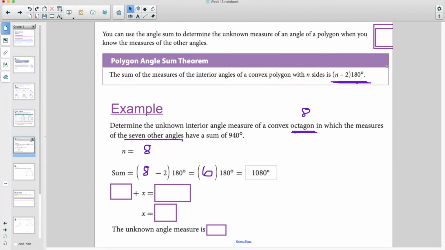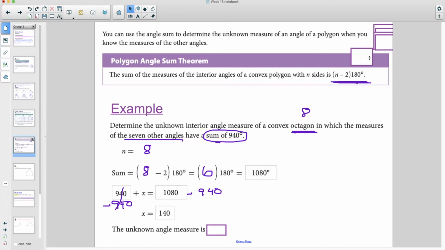Now, in the problem, notice we have 7 of them. The sum of those is 940. So we know that we are missing the 8th angle measure though. So we're going to set up an equation. That means we have 940 plus x is going to equal this total 1080. Now it's just simply solving this one-step equation for x. So how do we get x by itself? Well, we would subtract our 940. So minus 940, and that's going to give us that 8th angle measure. Okay, so 1080 minus 940 is going to give us 140 degrees for that 8th angle. So our unknown angle measure is 140 degrees.